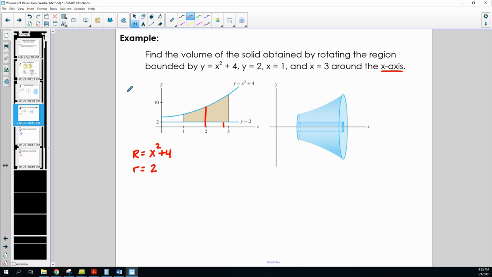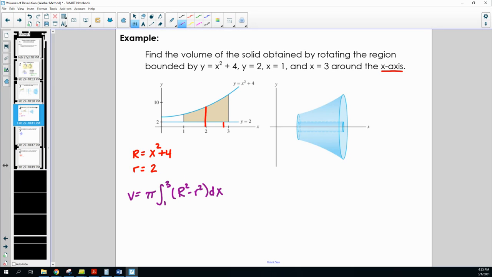Okay. So when I go to write my volume, the volume is equal to, I know it's going to be pi times the integral. And because I'm revolving it around the x-axis, I'm going to be using the x values for my limits of integration. So I'm going from 1 to 3. And it's going to be big R squared minus little r squared. And it's dx because we're, again, revolving it around the x-axis. So here's my initial setup.